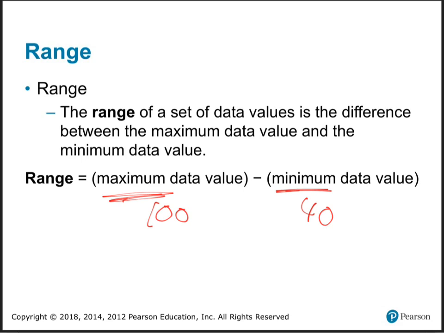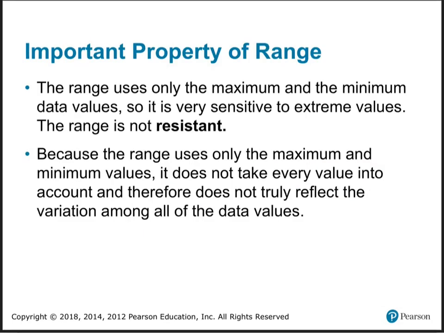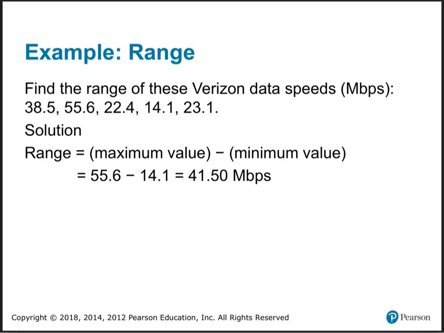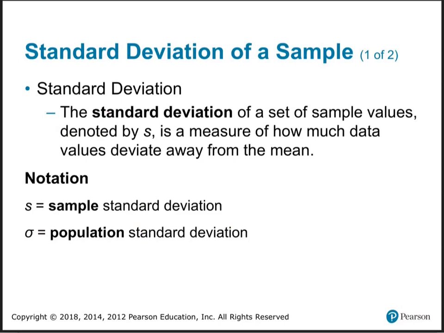So, anyways, let's suppose on the first exam, somebody gets 100 and somebody gets 40. What would the range be? It'd be 60, right? It's how far from the lowest to the highest. All right, let's move on. Important property: it's not very resistant. Here's an example of the range. This is pretty simple. You just grab the highest number, 55.6, and the lowest number, 14.1, subtract them, 41.5. That's all it is. High minus low. Nothing else going on there.